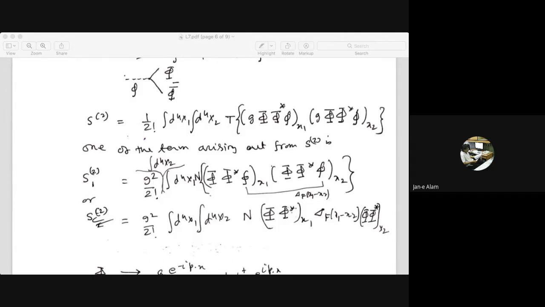Now, if you want to describe higher order processes, then you have to take the n equal to 3, n equal to 4 terms. Dinesh, am I clear?